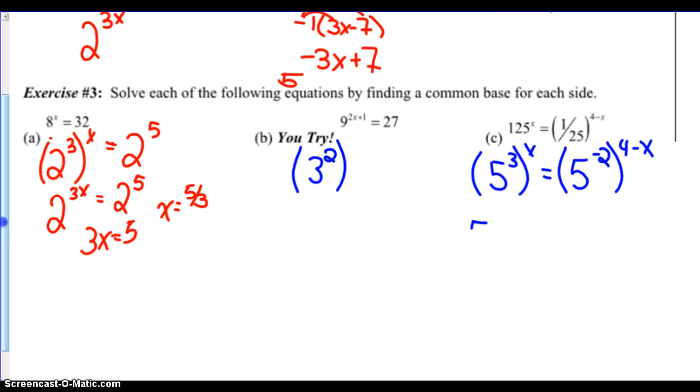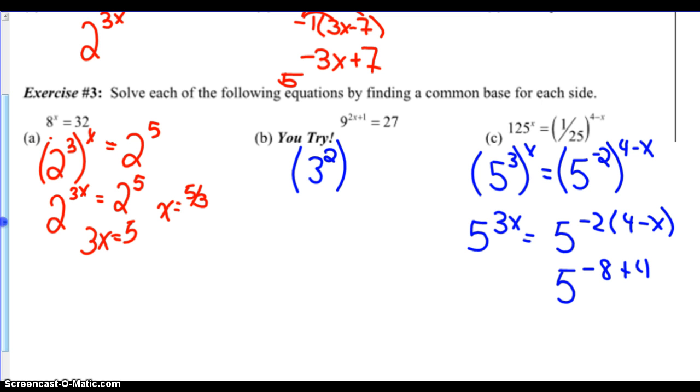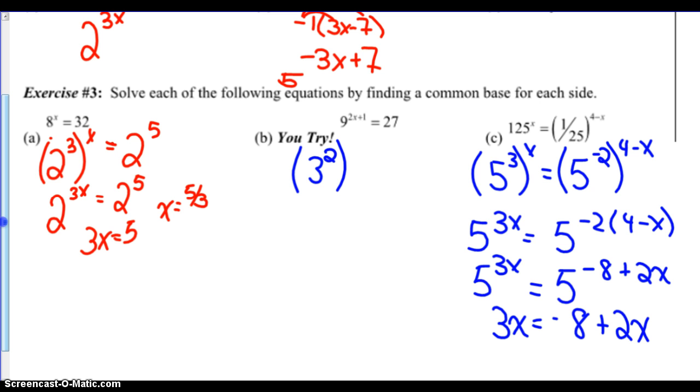So rewriting these, power to a power, I multiply. Watch your parentheses here. So that is going to get me negative 8 plus 2x. And over here, I still had 5 to the 3x. Now your bases are equal. You can drop those off, and you get 3x equals negative 8 plus 2x. I'm going to subtract the 2x over, and I will get x equals negative 8.